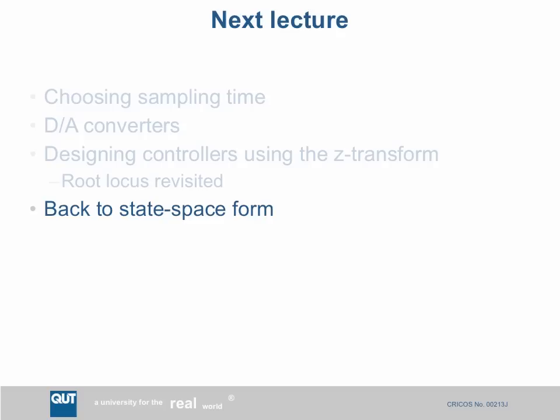So far, we've been talking about compensators expressed as ratios of polynomials. We want to use a discrete time version of the state space formulation that you did in the first part of this unit. So that's what we're going to be doing next lecture.